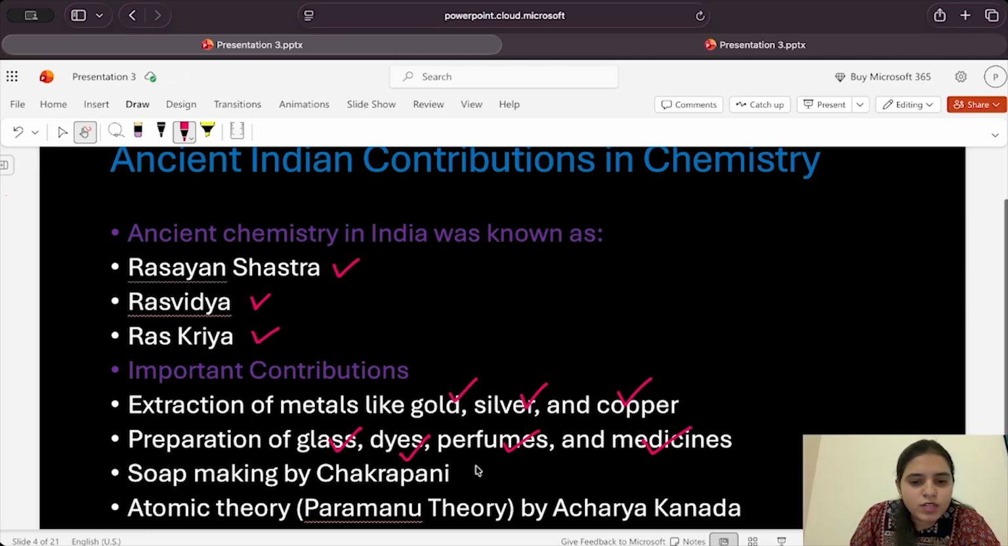Chakrapani contributed to the development of soap making, while Acharya Kanad proposed the Parmanu theory, which stated that matter is made up of tiny particles. So matter made up of tiny particles is called Parmanu. So Parmanu is the tiny particle. This was the theory proposed by Acharya Kanad. So this contribution shows that ancient India played an important role in the development of chemistry.